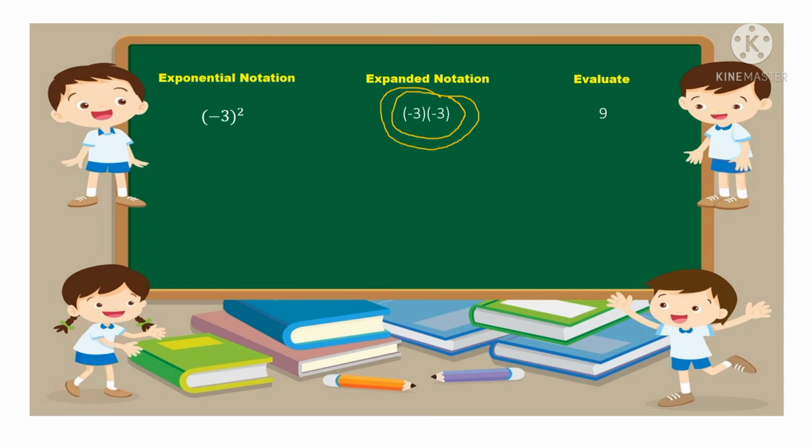So let's have another example. -3 squared. In expanded notation, this one, they are in different signs, negative and positive. If we multiply different signs, negative and positive, the result would be -9. Another one, the quantity of 1/2 squared. In expanded notation, we have the quantity of 1/2, so you have to multiply it by itself, another quantity of 1/2. If we multiply it, 1 times 1 is 1, 2 times 2 is 4, so that would be 1/4.